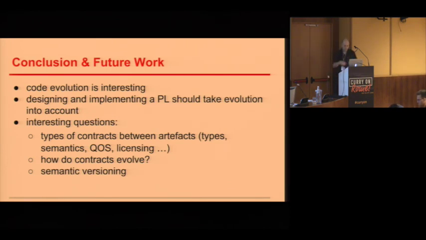Conclusion and future work. We believe that code evolution is very interesting and is maybe underrated. There's maybe some interesting work for the programming language community here to take evolution into account. Our colleagues talked a little about contracts earlier. We are quite interested in this, so what we observed here just shows that there are different types of contracts between a method calling another method and the target. And you could also now observe completely different types of contracts, like quality of service contracts or licensing contracts, and then validate software against this, also verify software against this.